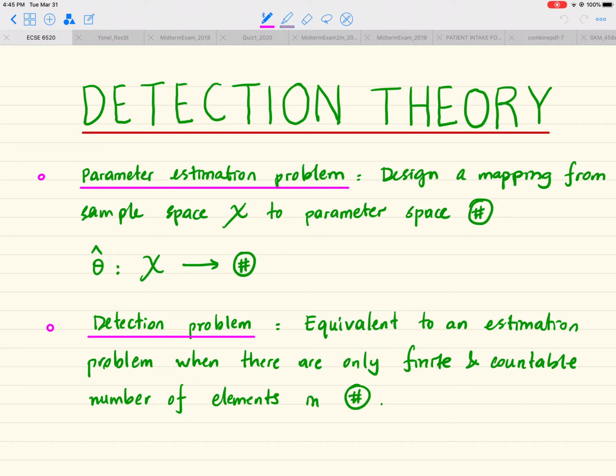Now, what is detection theory? Recall that the parameter estimation problem essentially stands for finding a mapping from our sample space to our parameter space. We can define the detection problem as a special case of an estimation problem in which the parameter space only takes countably many finite values. We will come back to this later, so just to start with, keep this in mind. We can consider detection as a special case of the estimation problem, and that's partly the reason why we have started with the estimation theory.